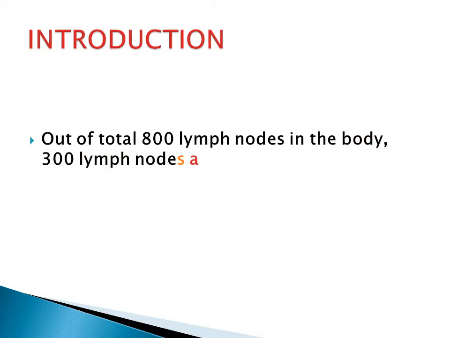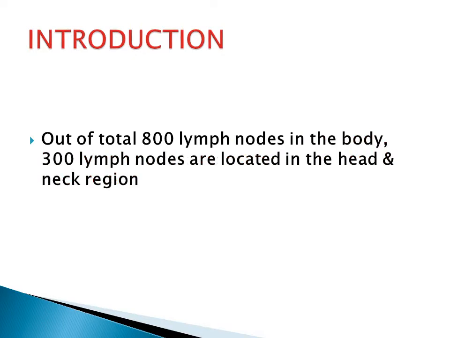So here we can see that out of the 800 lymph nodes in the body, about 300 lymph nodes are located in the region of head and neck. So that shows what an extensive lymphatic system we have in the region of the head and neck.